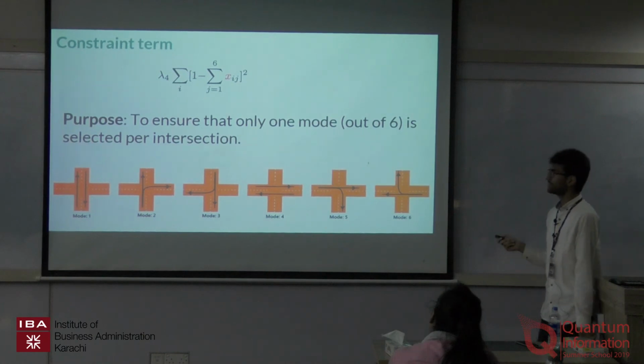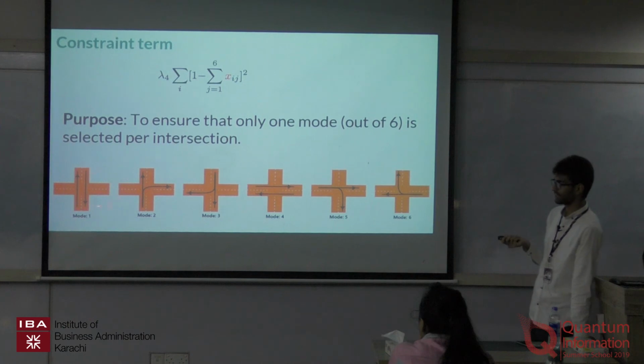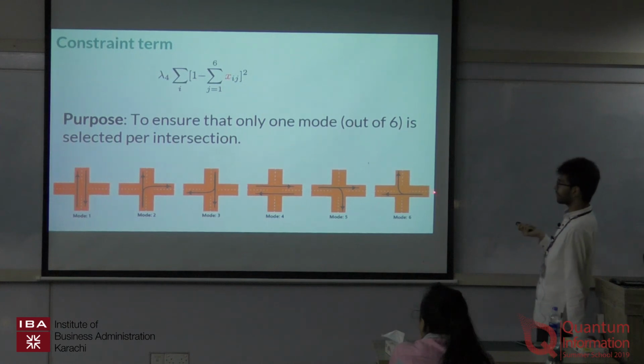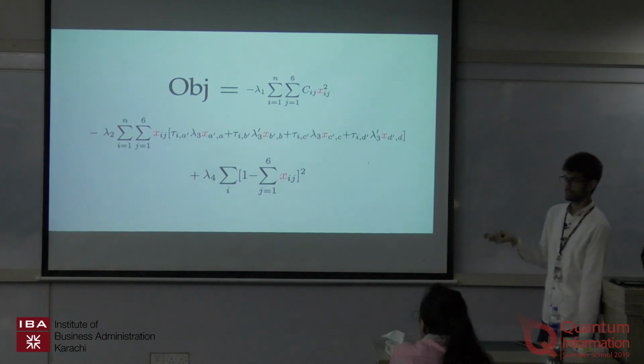And then lastly, we have the constraint term. This is just like the last case. We want to make sure that on every intersection there is only one mode that's on at any time. So this is the function of this constraint term. And now we add all of these terms together, and this is our cost function for the second problem.